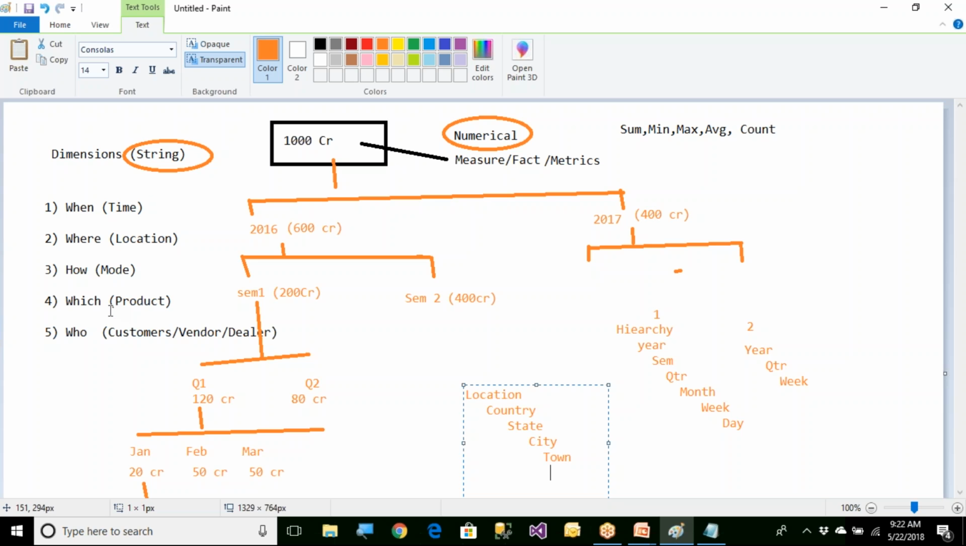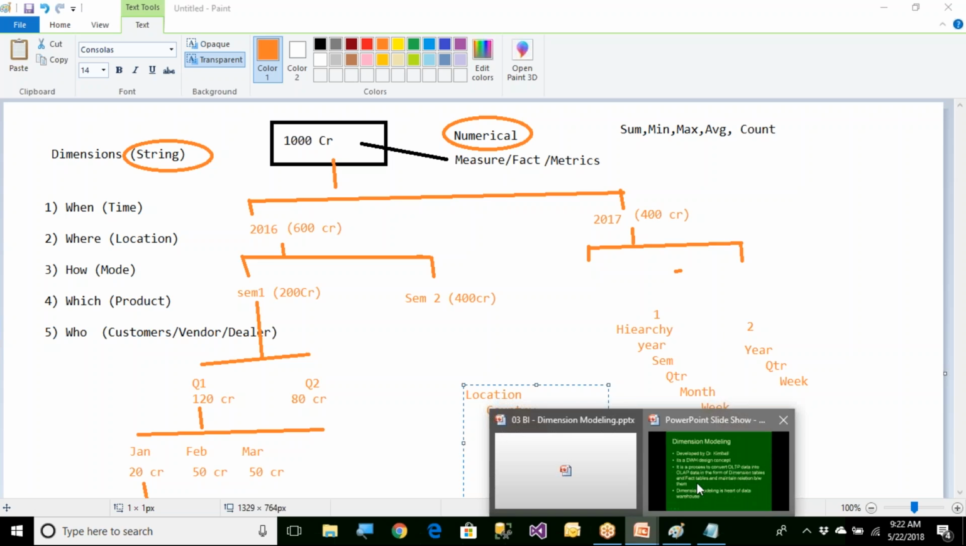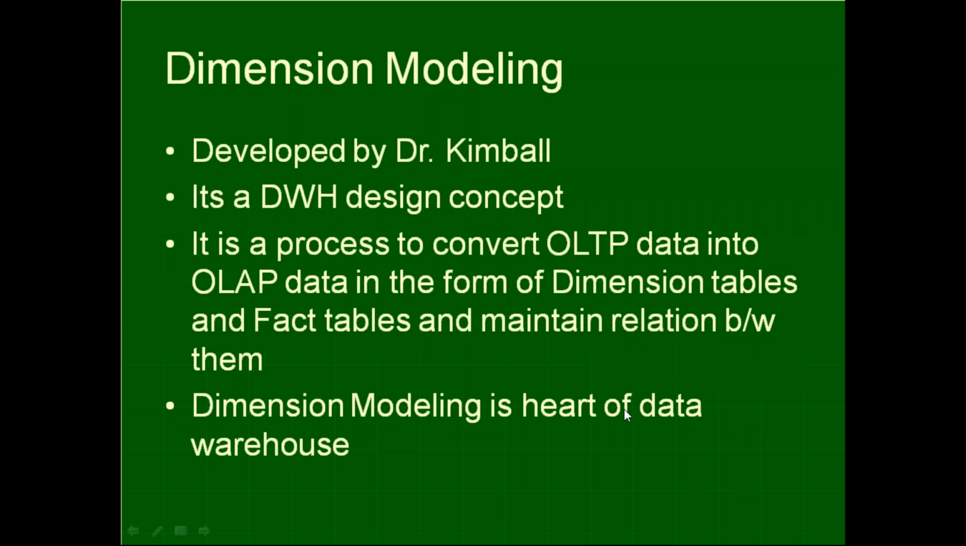If you create a hierarchy, that will give you much more drilling up and drilling down support. Whenever we're discussing data warehousing, how the data warehouse can be designed, you have dimensional data and you have numerical data. Dimension means you have more string data, and measures are numerical data. Clear, guys?